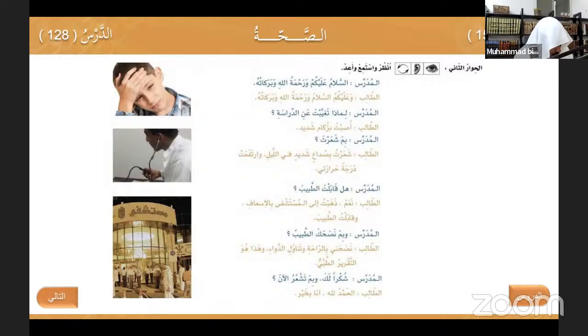السلام عليكم ورحمة الله وبركاته. وعليكم السلام ورحمة الله وبركاته. لماذا تغيبت عن الدراسة؟ أصبت بزكام شديد. بما شعرت؟ شعرت بصداع شديد في الليل وارتفعت درجة حرارتي. هل قابلت الطبيب؟ نعم، ذهبت إلى المستشفى بالإسعاف وقابلت الطبيب. وبما نصحك الطبيب؟ نصحني بالراحة وتناول الدواء، وهذا هو التقرير الطبي. شكرا لك. وبما تشعر الآن؟ الحمد لله، أنا بخير. والآن جاء دورك. انظر واستمع وأعد.